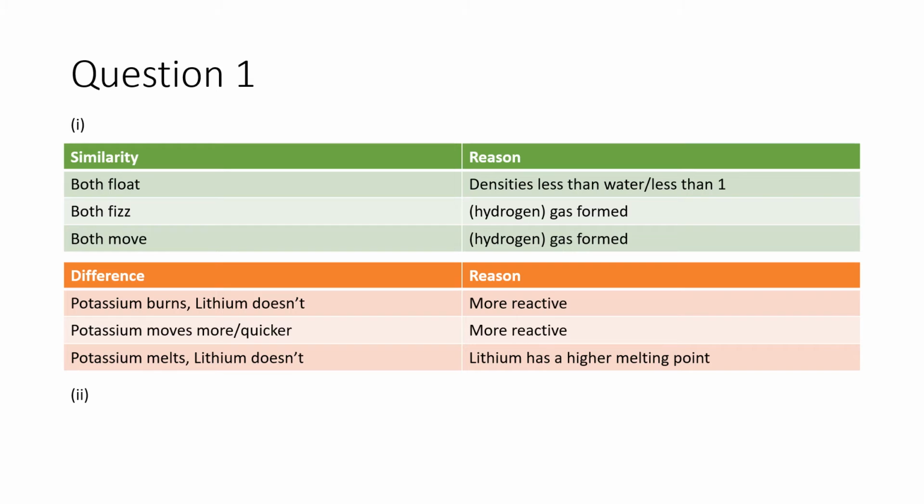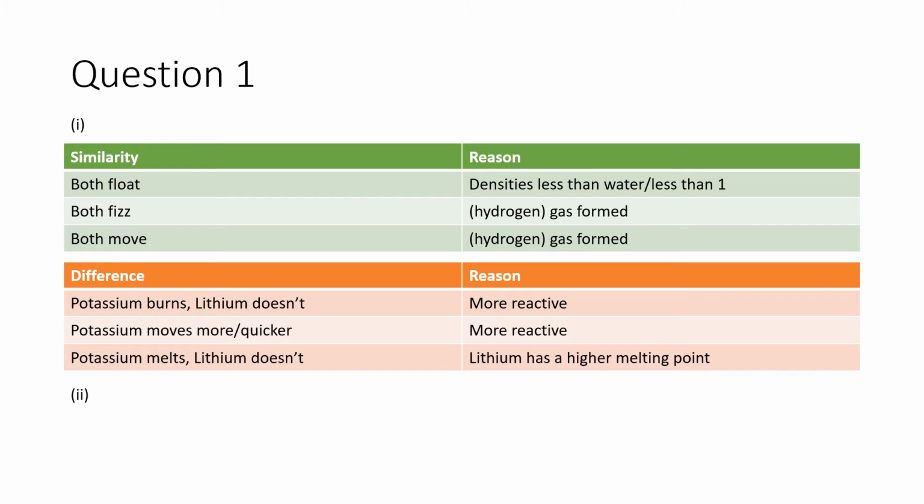Some differences would be that we know potassium burns, but lithium doesn't, because potassium is more reactive. Potassium moves more and a lot quicker, because again, it's more reactive. And potassium melts, but lithium doesn't. This is because lithium has a higher melting point.